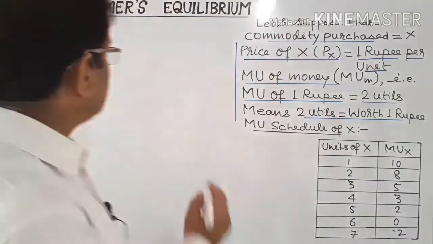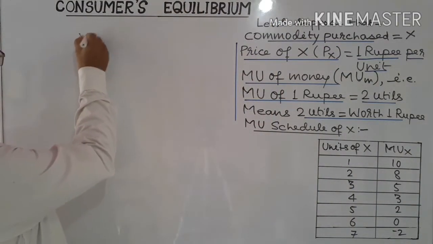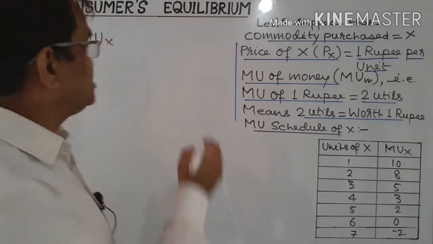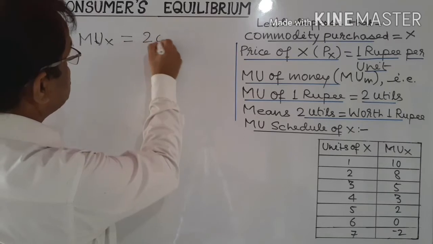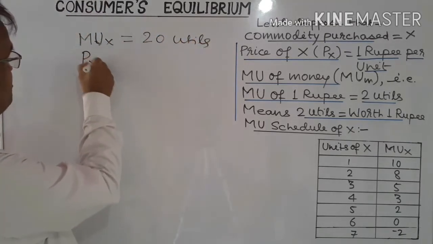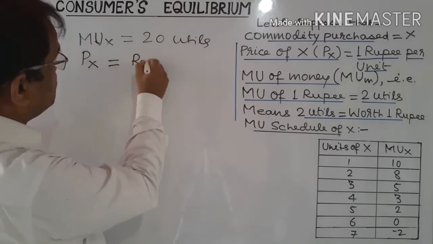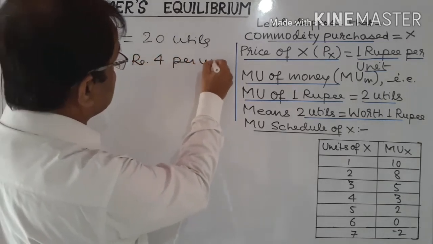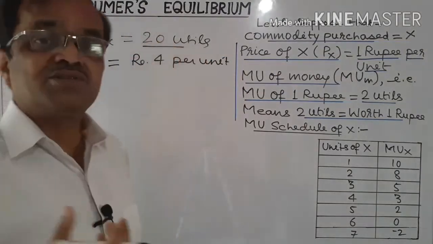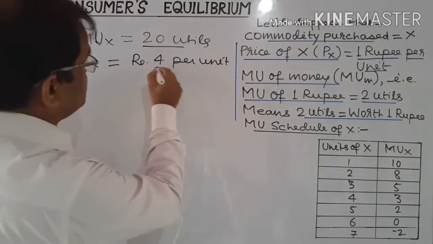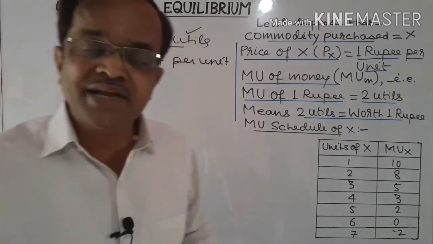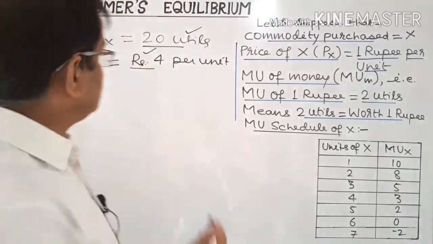Now how is this marginal utility in terms of money calculated? Suppose the marginal utility of any unit of a commodity is equal to 20 utils, and suppose the price paid is equal to rupees 4 per unit. One unit's price is 4 rupees, and the satisfaction that the consumer gets is worth 20 utils. So these two terms are different. One is in rupees, another one is in utils. Comparison cannot be made. So what is to be done?